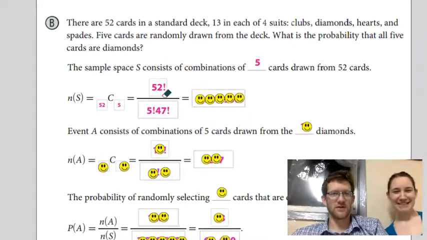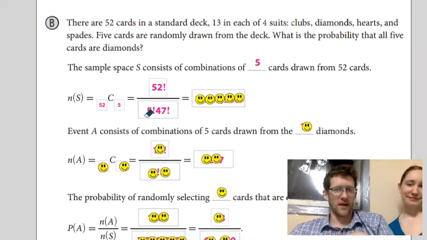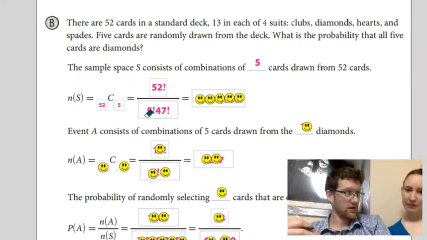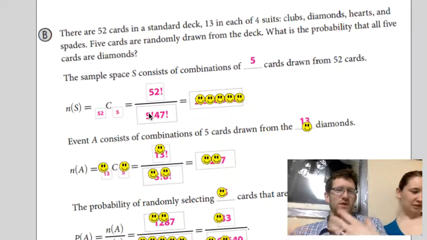Yep. So 52 factorial over 5 factorial times 47 factorial, which, again, let's practice punching these into a calculator, just so we can get in the habit.